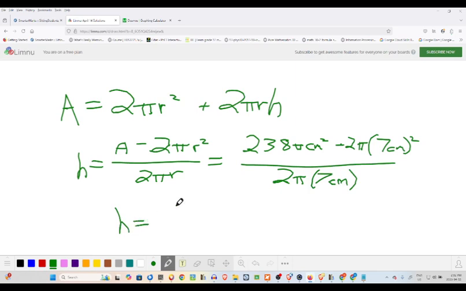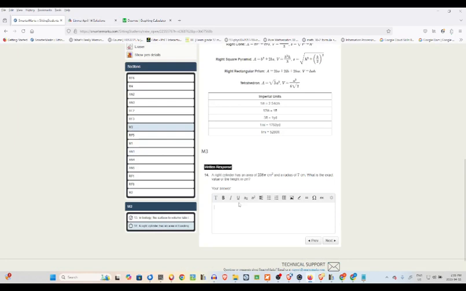So our height, so our pi's will cancel. So we have 238 minus 98 as our numerator. Denominator is 14. So our height is 10 centimeters. Again, including all that work for full credit.